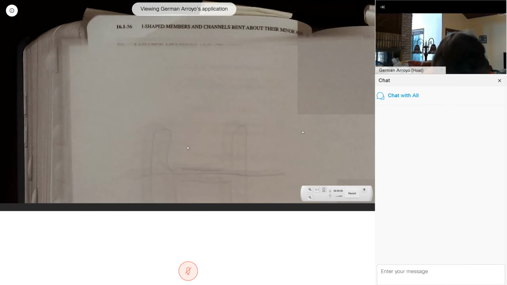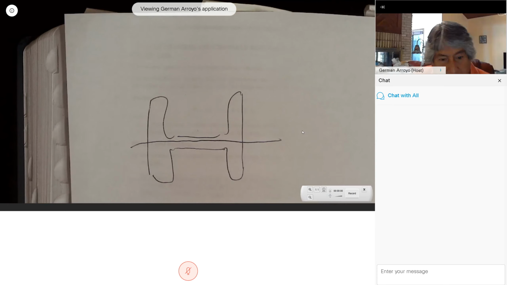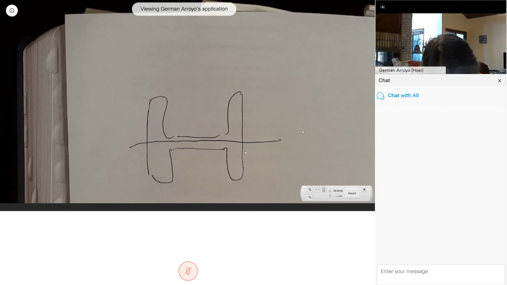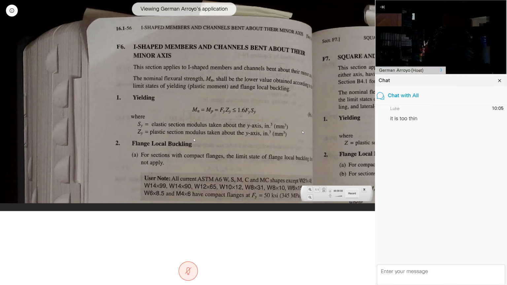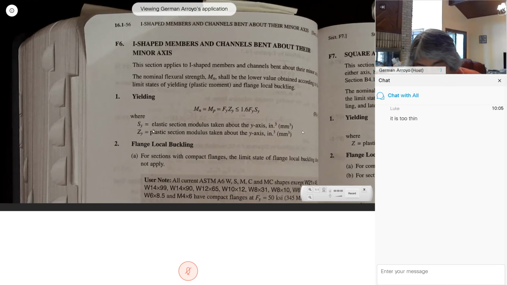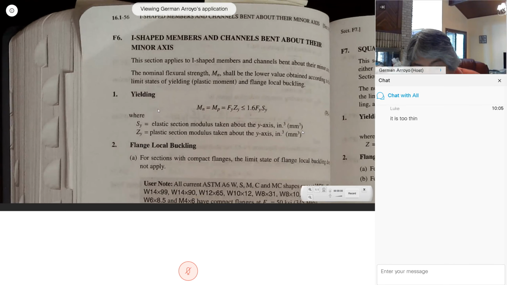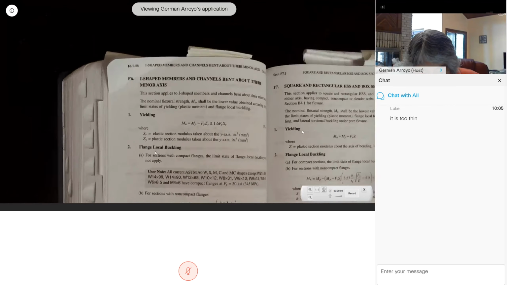Because look, why does the web not have local buckling? Anybody, a wild guess, why do you think that the web doesn't have local buckling? It's mostly because it's in the neutral axis. Very, very little stress. So the only two limit states that we have are yielding, so it will reach the plastic moment, or 1.6 times the elastic moment. And also, we can have flange local buckling.